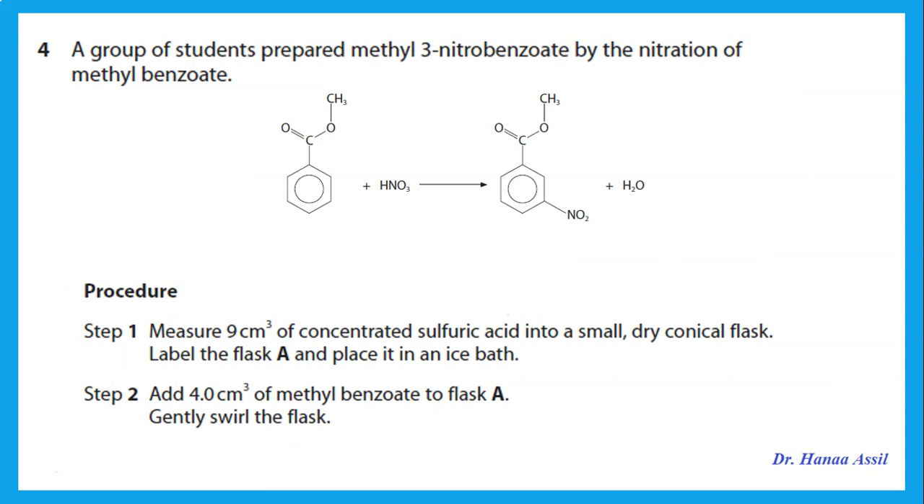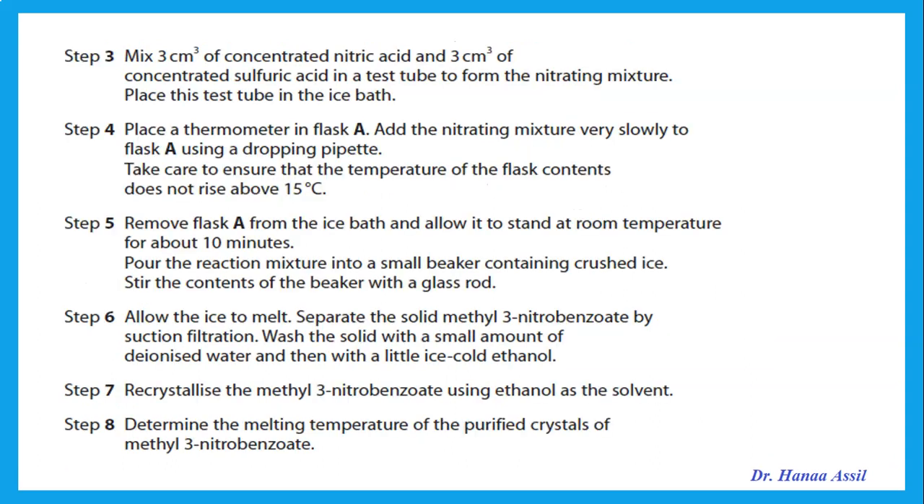Question 4 says a group of students prepared methyl 3-nitrobenzoate by the nitration of methyl benzoate. So he's starting with that compound on the left, methyl benzoate. He's adding nitric acid, so this is a nitration reaction to give methyl 3-nitrobenzoate. So his procedure: measure 9 centimeter cubed of acid into a small dry conical flask. This is sulfuric acid. Label the flask A, place it in an ice bath. He added 4 centimeter cubed of methyl benzoate, so we're starting with 4 centimeter cubed of the reactant. Gently swirl the flask, mix with concentrated nitric acid and sulfuric acid and so on.